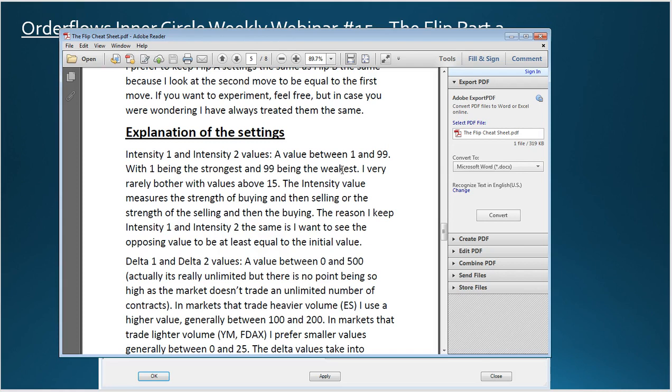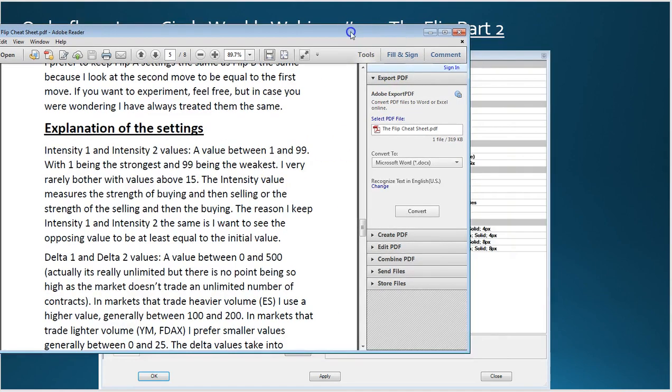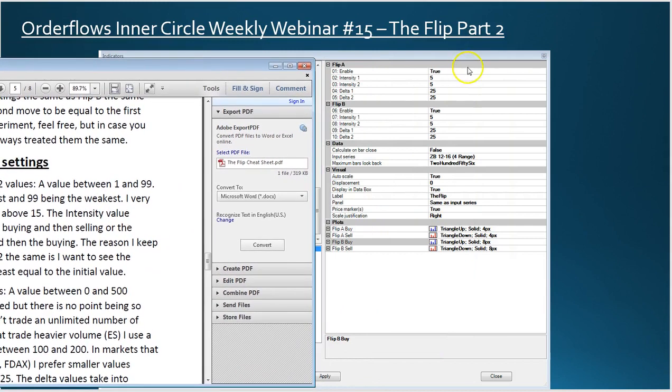And what it does is measure the strength of the buying and then the selling, or the selling and then the buying. And I keep them the same because I want to see the opposing value be at least equal to the initial value. So when I talk about intensity 1, intensity 2, I keep it the same. Say I'm using an intensity of 5, I want to make sure that 5 on the way up is at least 5 on the way down.